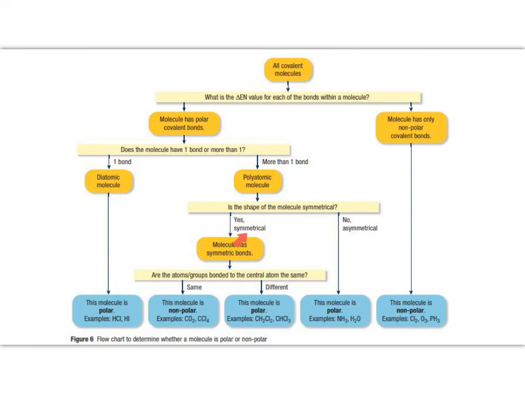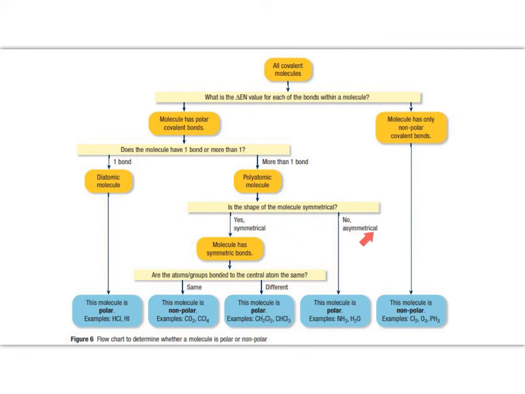If the shape is symmetrical, meaning the molecule has symmetric bonds, and the atoms or groups bonded to the central atom are the same, then this would be a nonpolar molecule. So for example, carbon dioxide or carbon tetrachloride. On the other hand, if the atoms or groups bonded to the central atom are different, you can wind up with a polar molecule. So for instance, right here, dichloromethane, because the chlorine-carbon bond is polar, whereas the carbon-hydrogen bond is nonpolar, you wind up with a dipole in the molecule.